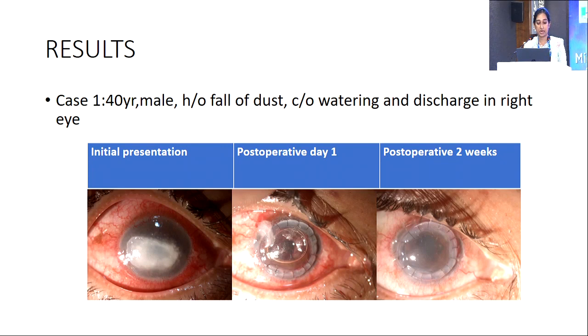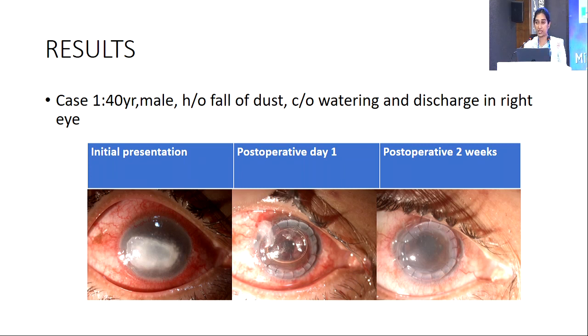The results of my study. This is case 1, a 40-year-old male who presented to our OPD with a history of fall of dust in the right eye. He complained of redness in the right eye along with severe pain, watering and discharge. The initial presentation showed a central dense white infiltrate of about 5 by 5 mm in size with tentacle-like projections extending to the periphery.